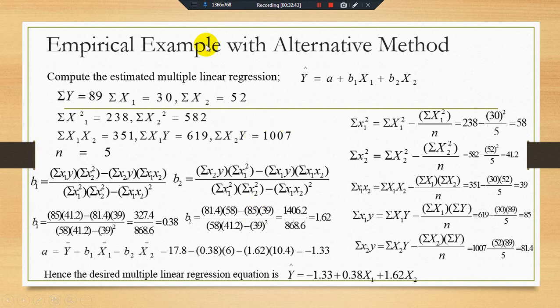And we solved the two methods of multiple linear regression formulas, and the first one is our simultaneous equation process, and the second one is our deviation method, or alternative method.